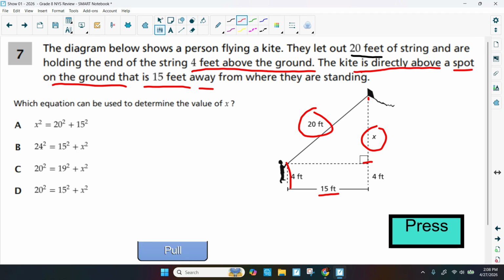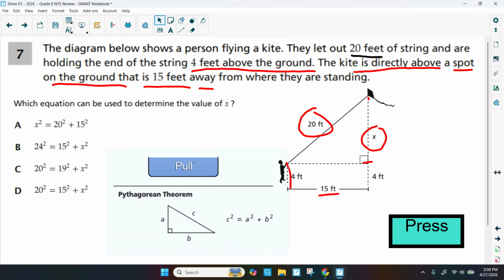All right, so we should have a formula sheet, and I'm going to pull that out right now to help us out with right triangles. There's a theorem called the Pythagorean theorem, and it's c squared equals a squared plus b squared when you're dealing with right triangles. So they want us to figure out which equation we can use to determine the value of x.